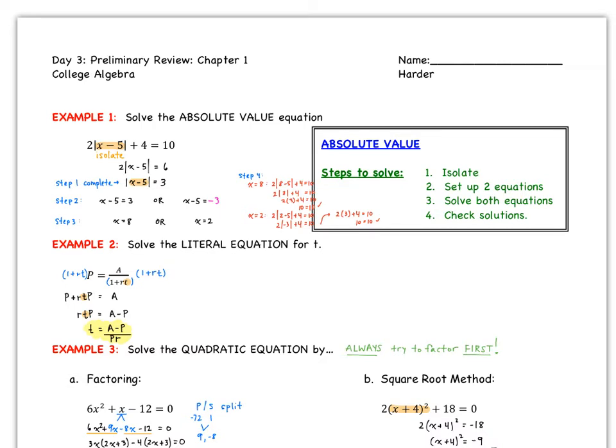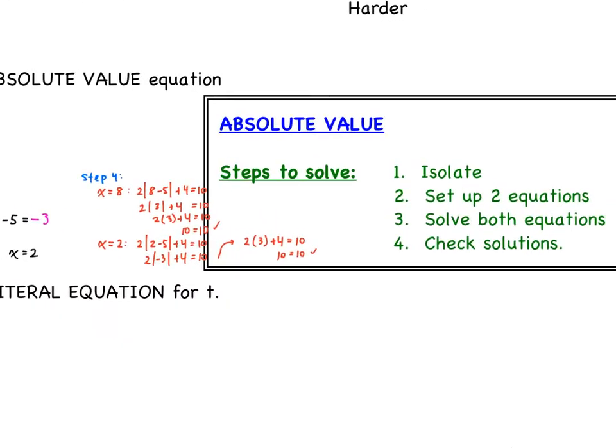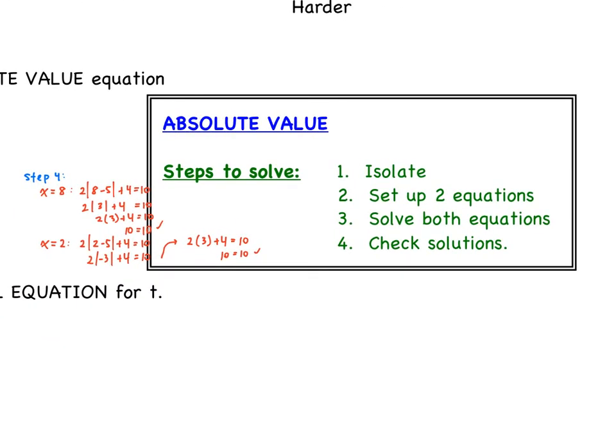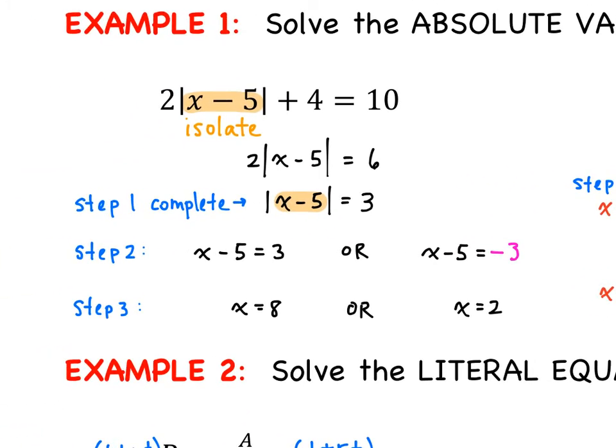We're going to look at absolute value, literal equations, quadratic equations, rational equations, and then radical equations. All right, so let's go ahead and begin and remind ourselves, how do we go about solving absolute value equations? So here's our little reminder of our steps to solve those absolute values. We're going to isolate the absolute value. From there, we set up our two equations by dropping the absolute value sign, solving both equations, and as always, checking our solutions.